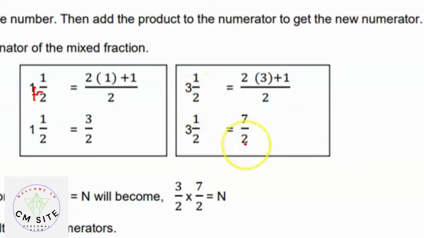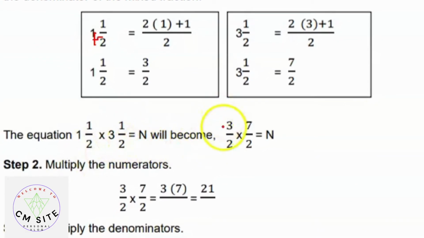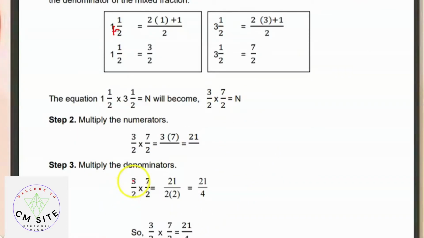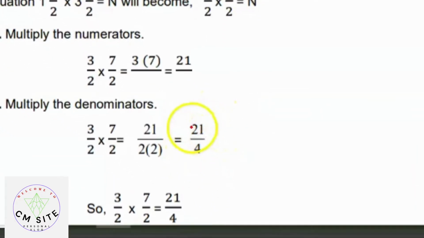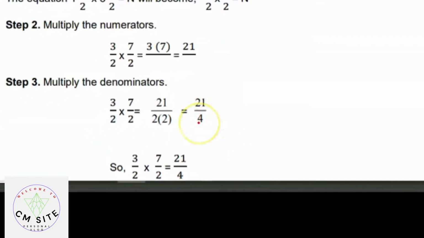Then copy the denominator. So the equation 1 and 1/2 times 3 and 1/2 will become 3 over 2 times 7 over 2. And then let us multiply the numerators and denominators. So 3 times 7 is 21 and 2 times 2 is 4. So the answer is 21 over 4. So as you can see here, our answer is improper fraction. Mas malaki yung numerator kaysa yung denominator. Need to divide this. Let's change this improper fraction into mixed number.